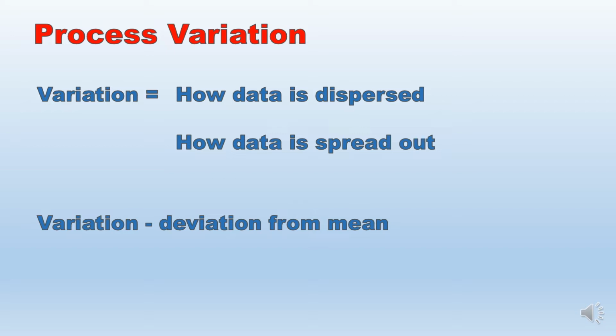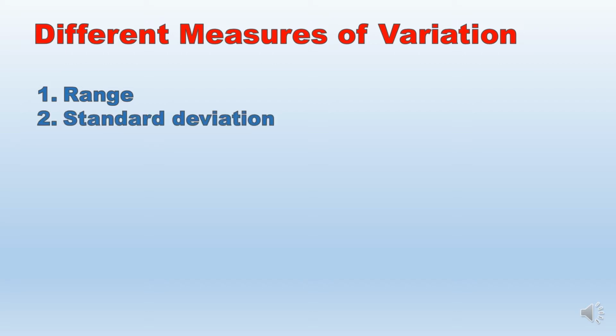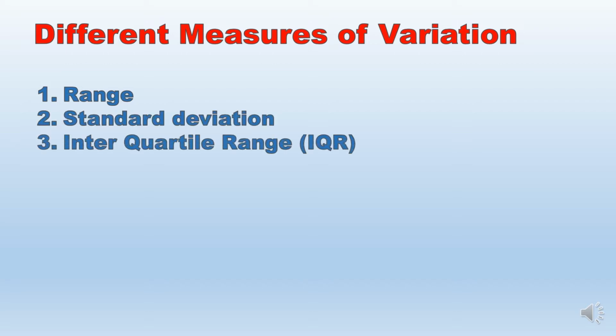The individual deviation from the mean can't explain the cumulative variation of the particular process, but we need a cumulative variation for the process. That is called process variation. Now we will see the types of measurement techniques for process variation. The first one is the range, the second is standard deviation, and the third is the interquartile range. These are all well-known methods. Now we will see them individually.